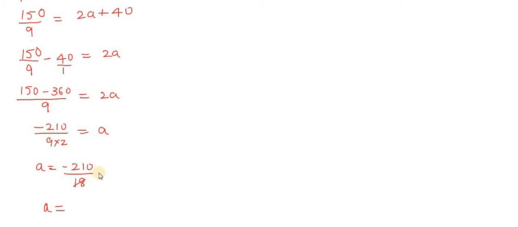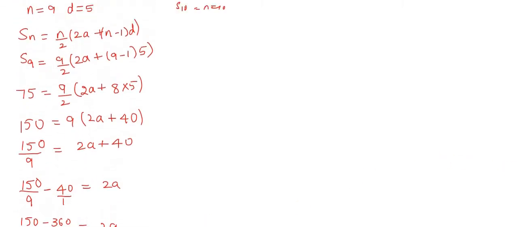Both the numbers are divisible by 6, I guess. Yes, if we divide by 6: 6 ones are 6, 6 twos are 12, 6 threes are 18, and similarly 6 thirty-fives are 210. So we can write the value of a as minus 35 by 3. Is it clear? I hope all of you understood. Minus 35 by 3.